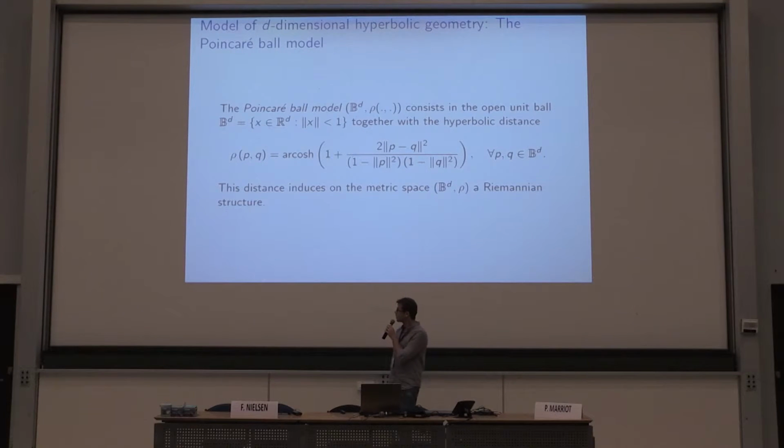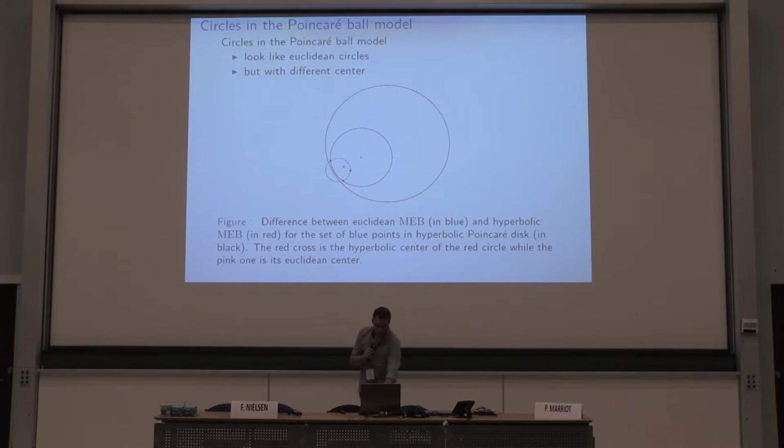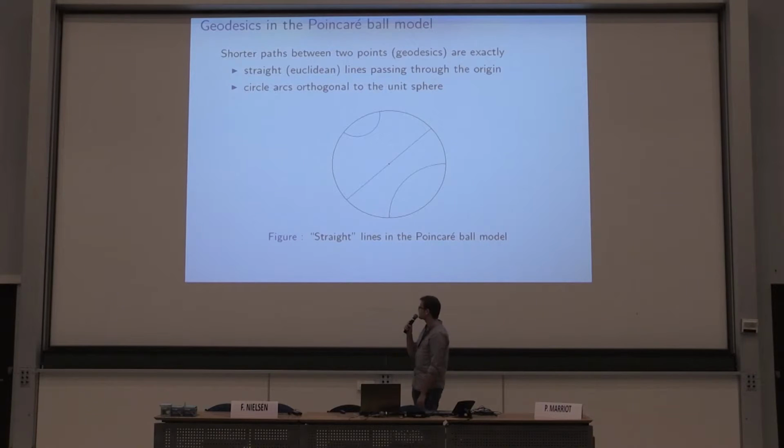We start with the model of d-dimensional hyperbolic geometry. This is the Poincaré ball model, which is in fact the d-dimensional unit ball with the hyperbolic distance rho, which is given as in the formula. We have a Riemannian metric which is induced by this distance. We have to generalize the shortest path between 2 points, which is called a geodesic. In this setting, geodesics can be seen either as straight Euclidean lines which pass through the origin, or as circular arcs which are orthogonal to the unit sphere.